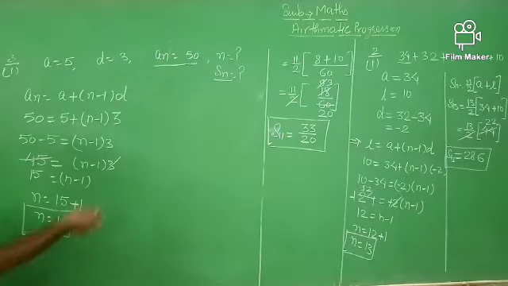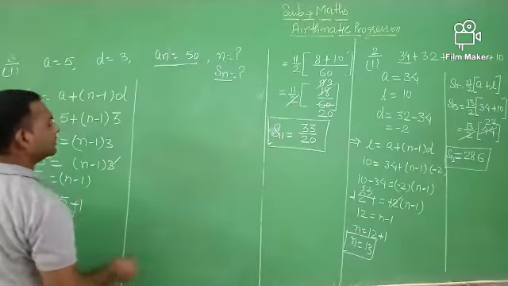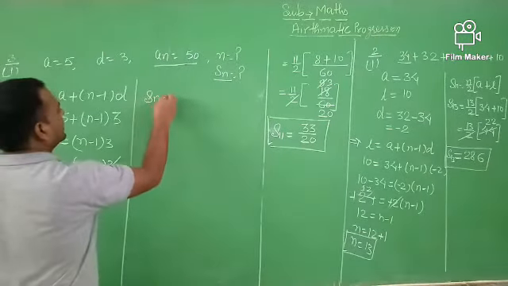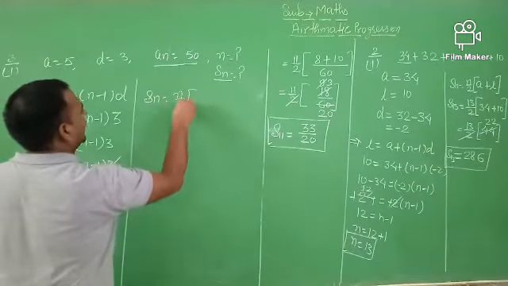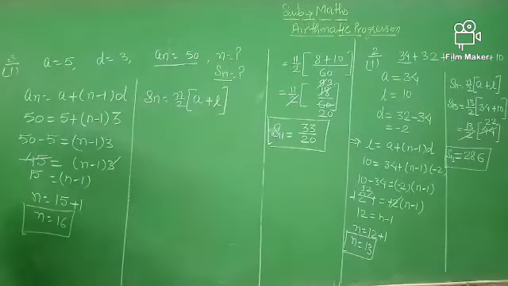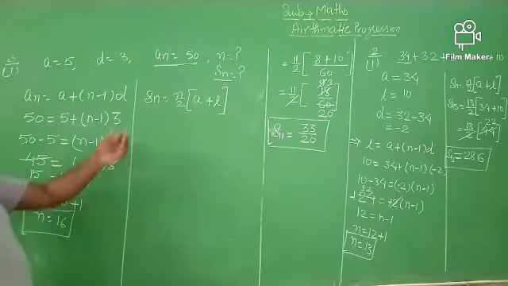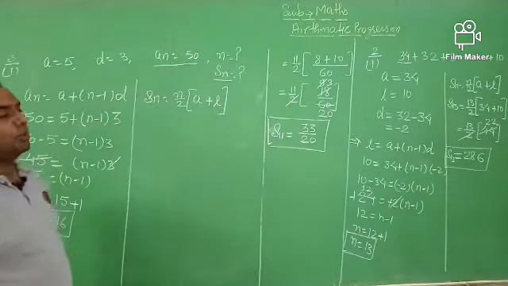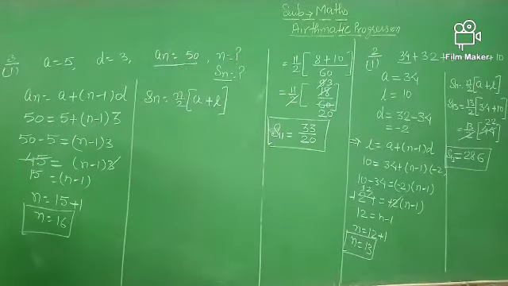Second condition, you find the value of Sn. So Sn is equal to n by 2 bracket a plus l, because here the last term is given, it is equal to 50. So you apply this formula and find the Sn.